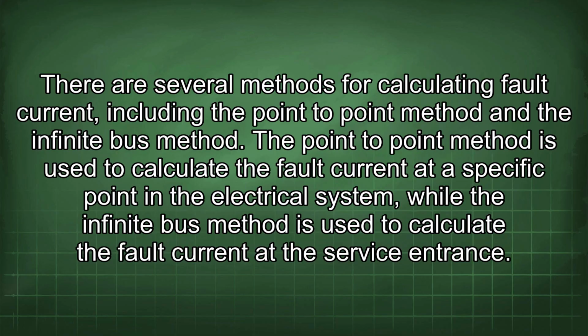There are several methods for calculating fault current, including the point-to-point method and the infinite bus method. The point-to-point method is used to calculate the fault current at a specific point in the electrical system, while the infinite bus method is used to calculate the fault current at the service entrance.